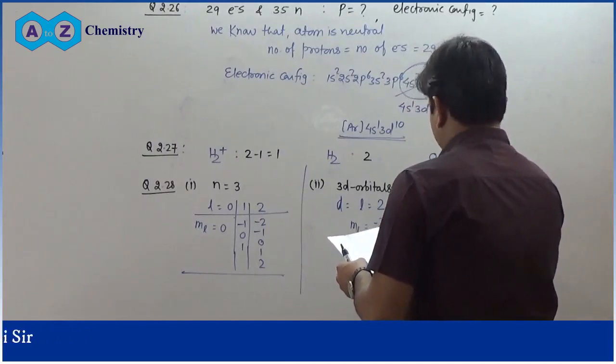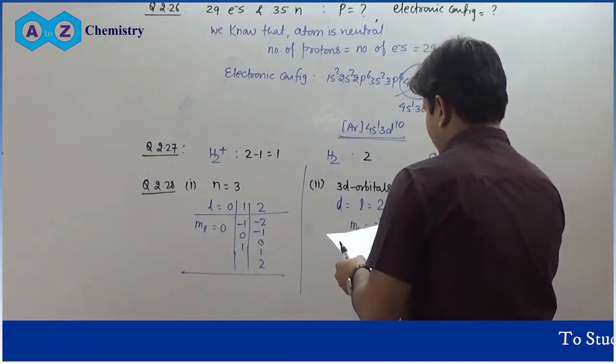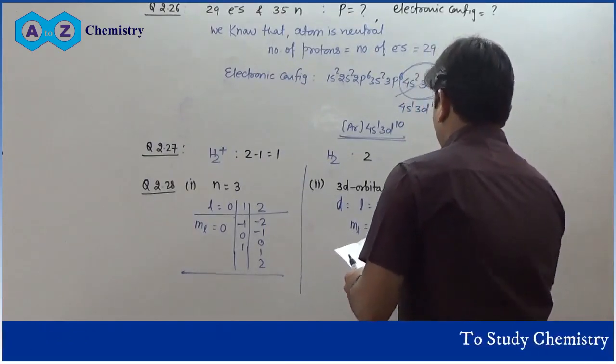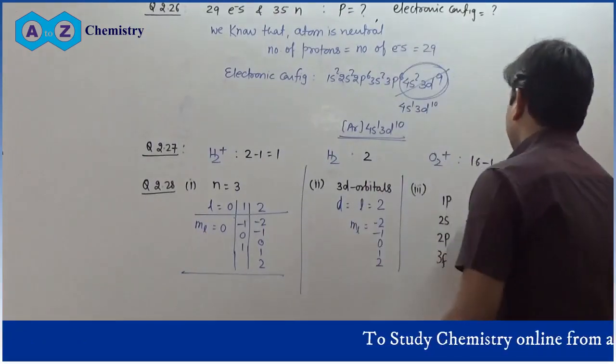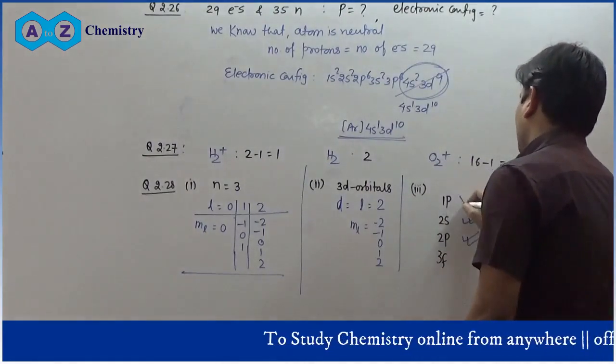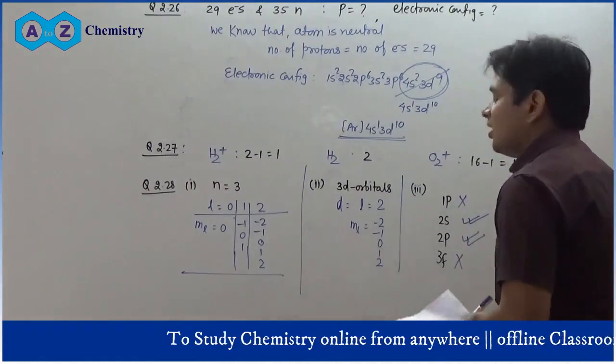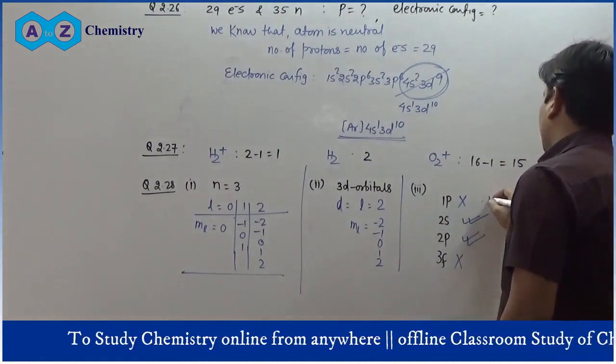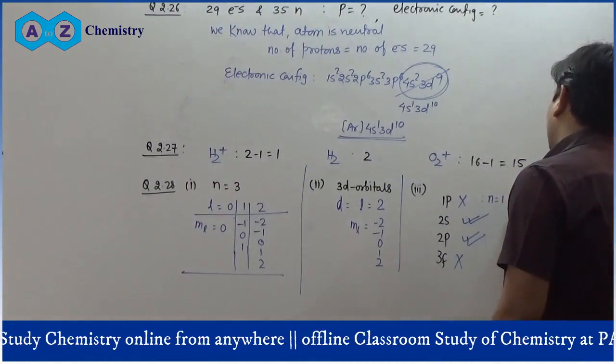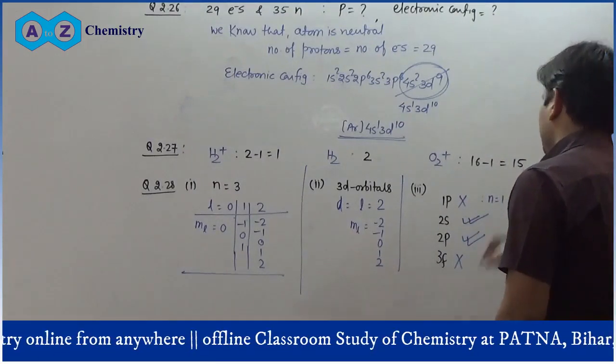Which of the following orbitals are possible? 1p, 2s, 2p, 3f. 2s is possible and 2p is possible. 1p is not going to be possible because for n value 1, l can be only 0. So only the 1s orbital is possible.